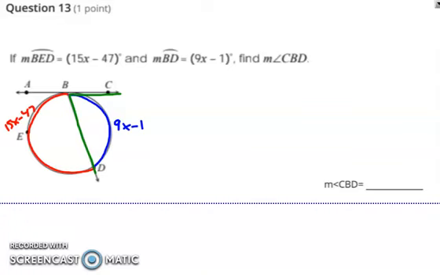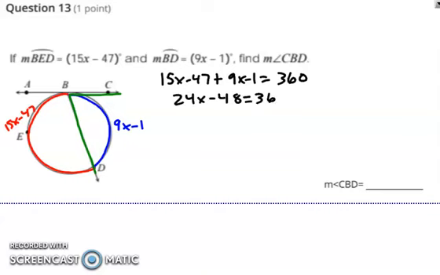So the first thing I need to do is take red plus blue, since that's the whole circle. They add up to 360. I can use that to find x. Once I find x, then I can find the blue angle, which will help me find the green angle. So we have 24x minus 48 equal to 360 right now. When we add 48 to both sides, we get 408, and then we divide both sides by 24. So x is 17. Not our answer, but something helpful.